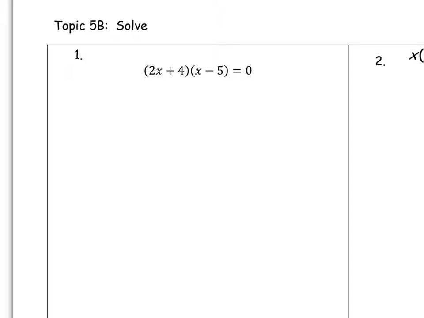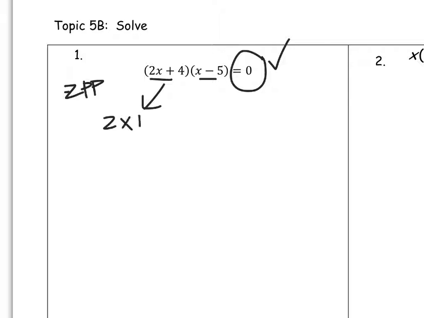All right, so what we're going to do next is actually solve these. First step is set equal to 0. This equation already is set equal to 0. Next step, we have to factor. This is already factored. I don't have to do that step. Last step, I'm going to use ZPP, which means take this factor, set it equal to 0, take this factor, set it equal to 0. ZPP is from topic 2 in your notes if you need to look back.